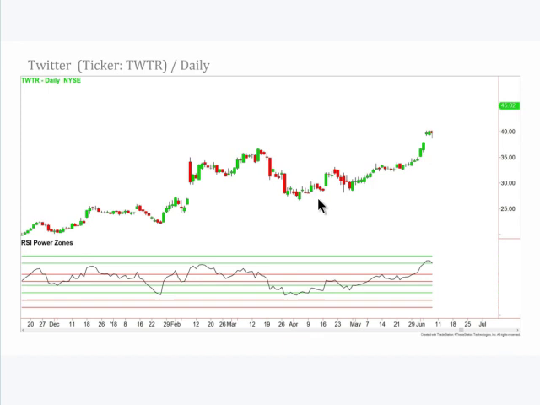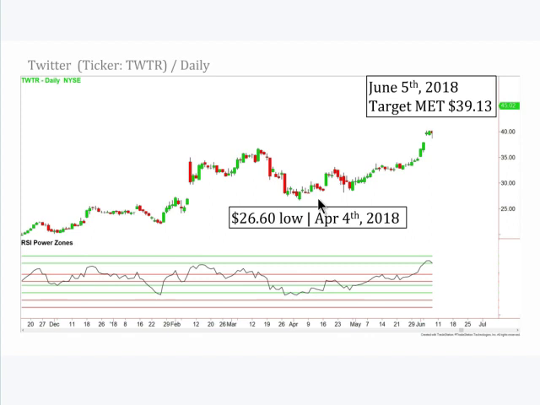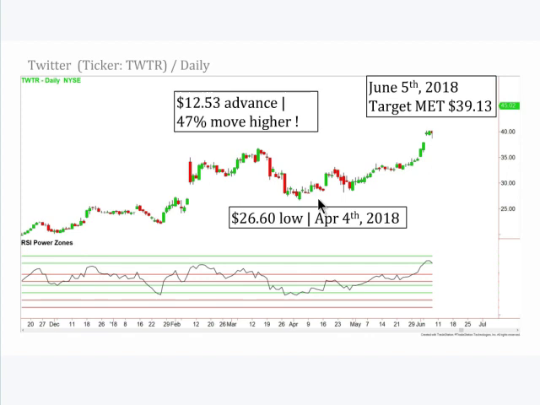So the low was at 26.60. And the target was met, with an uptrend developing along the way, its own series of higher highs and higher lows. The size of this move, $12.53. That's a 47% move higher. Basing that calculation just on price and momentum.